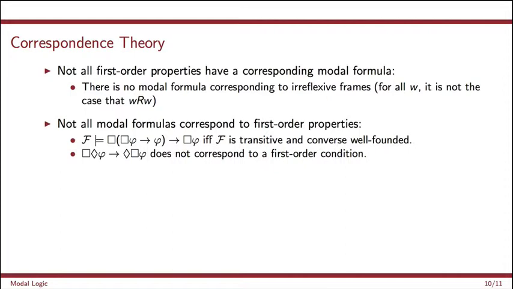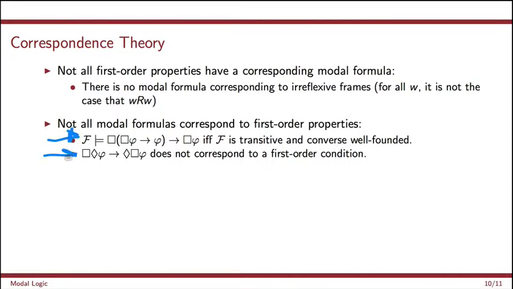valid on a frame, that's really a second order statement. You're really quantifying, and it's important that you're quantifying over all possible valuations. And quantifying over all possible valuations is like a second order quantifier because you're quantifying over all possible subsets, all possible ways of assigning subsets to atomic propositions. And here are two classic examples.